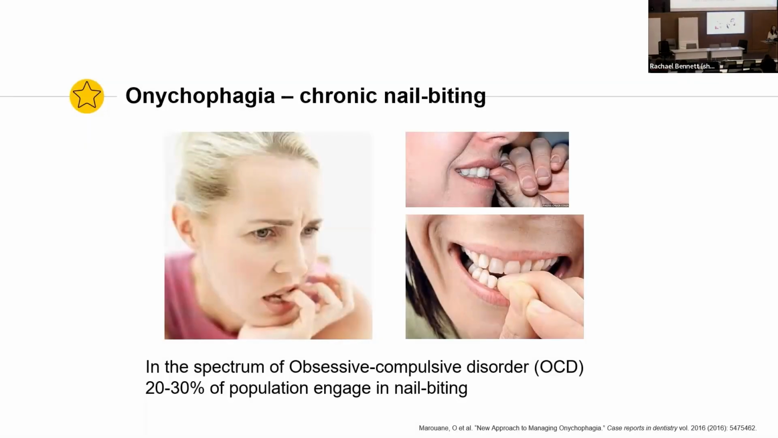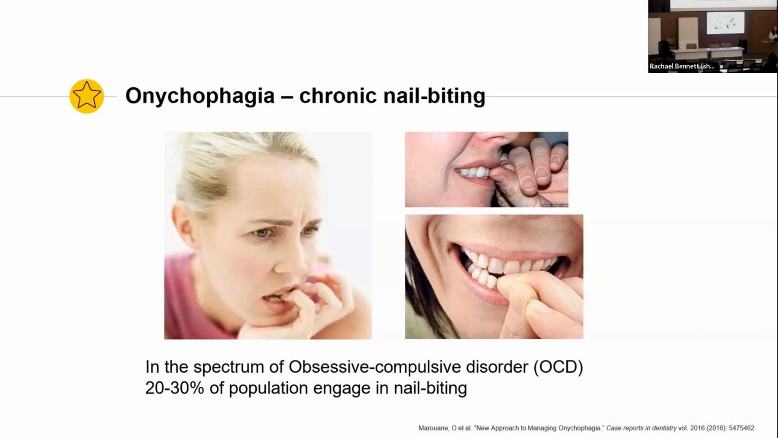So, as you can see in this photo, onychophagia is a body-focused repetitive behavior where people compulsively bite or chew their nails to avoid or alleviate their negative emotions. And it's also considered as obsessive compulsive disorder. And around 20 to 30% of people engage in nail biting when they're feeling nervous, anxious, or frustrated, or even bored.